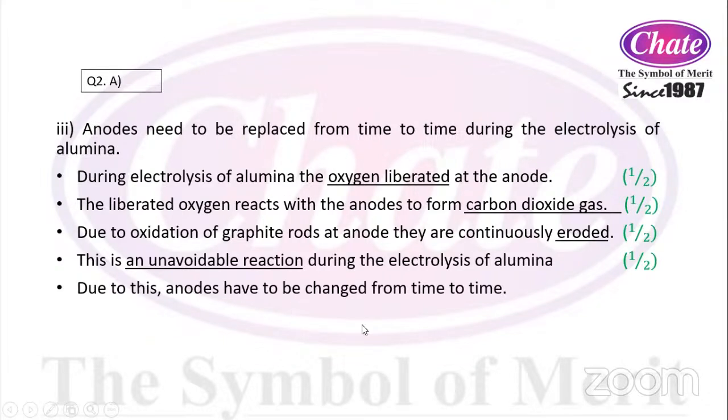So in this question, you may add the equations which happen at the anode. That is how the oxygen releases its electrons, the oxidation occurs and carbon dioxide is formed. Okay, so that also you can mention in this give reason question. So that is all about question number 2A, with the give reasons.